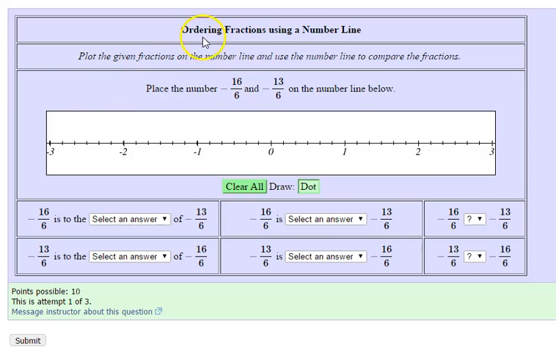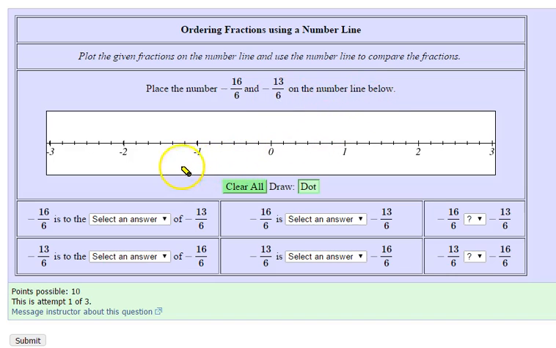In this example, we're going to order fractions using a number line. Plot the given fractions on the number line and use the number line to compare the fractions. So we're given the numbers. Place the number -16/6 and -13/6 on the number line below.